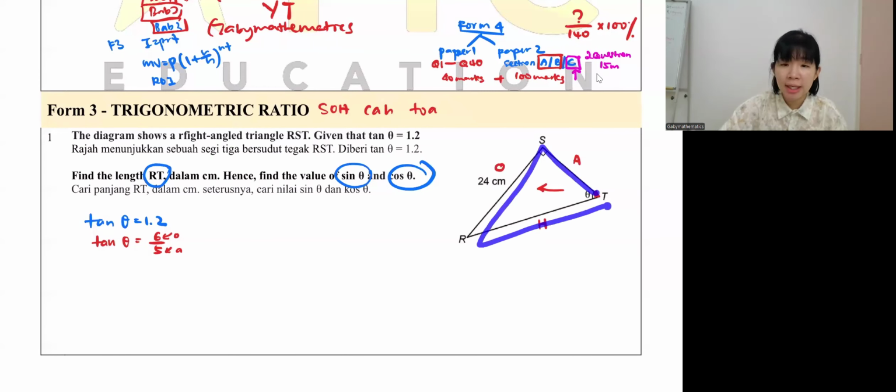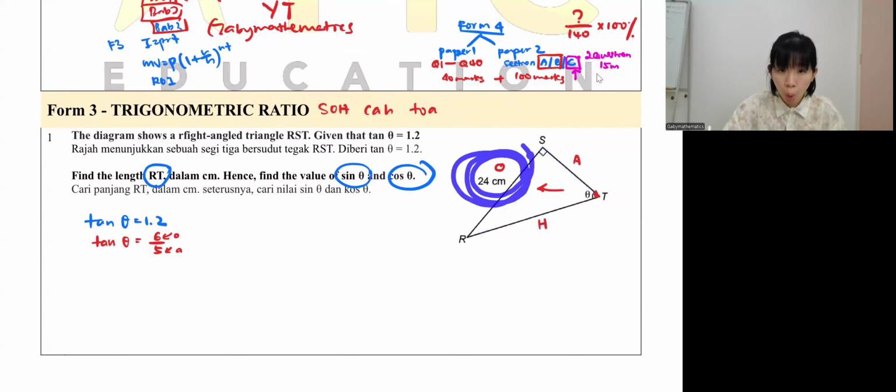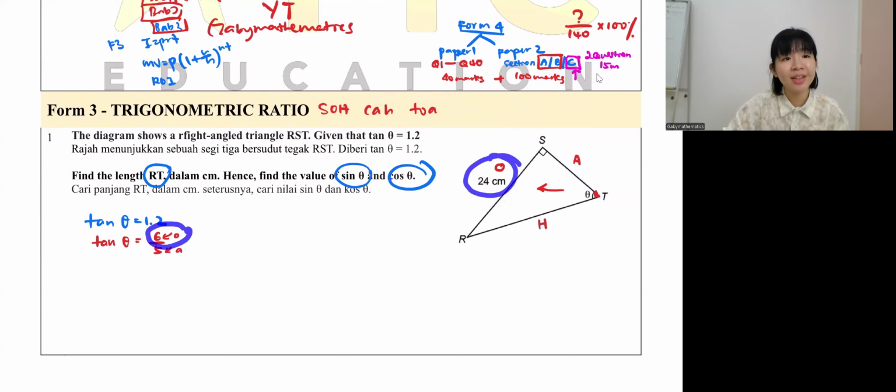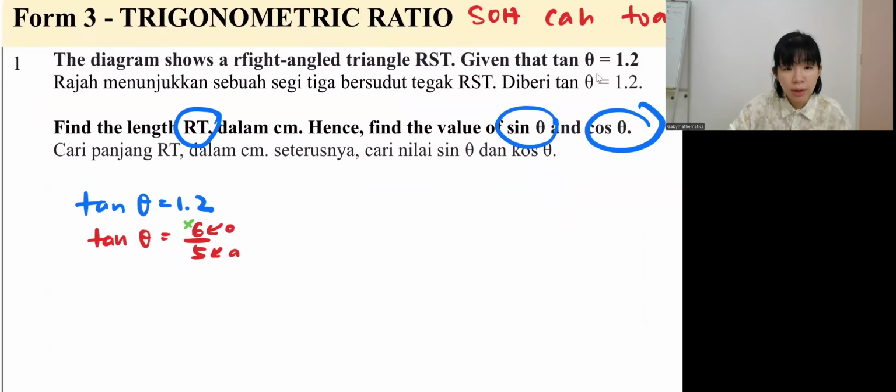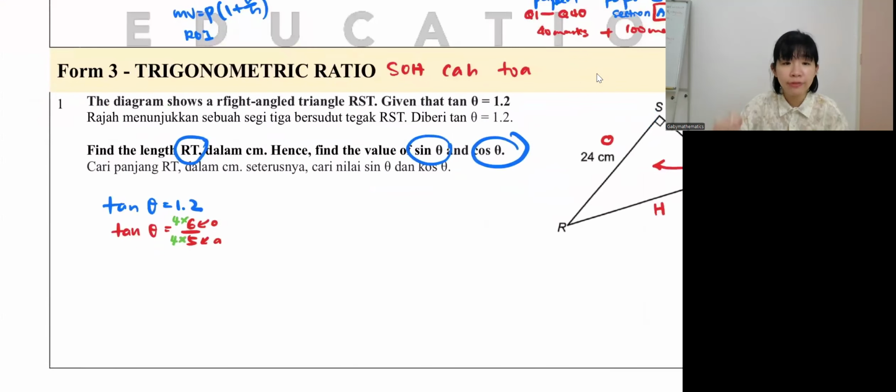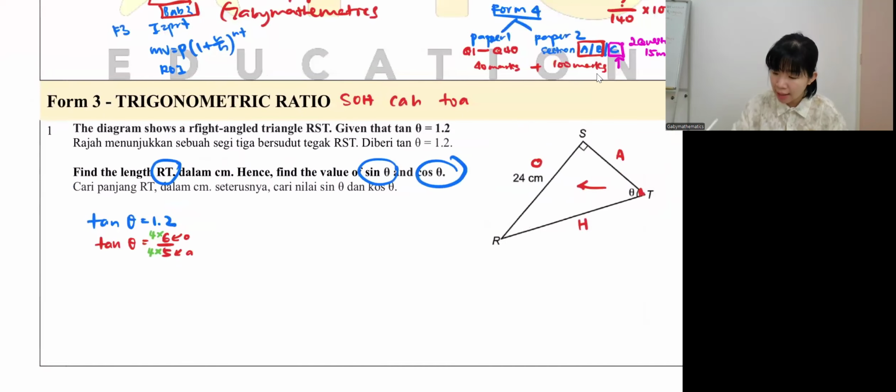Now, among these three sides, we only have 24 cm, which is the O. So now you compare, O is 24, the O here is 6. 6 times what equals to 24? Because both are O. So 6 times 4 is 24, which means the 5 also needs to times 4, right? The 5 becomes 20. A means ST. So ST is 4 times 5, 20. So it's 20 cm. Okay, ST is 20 cm.